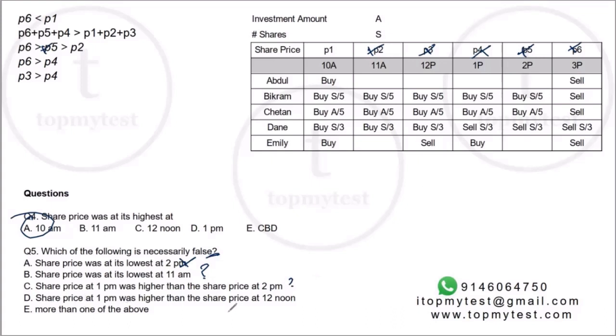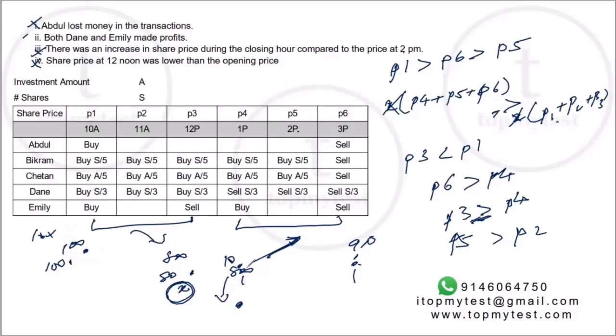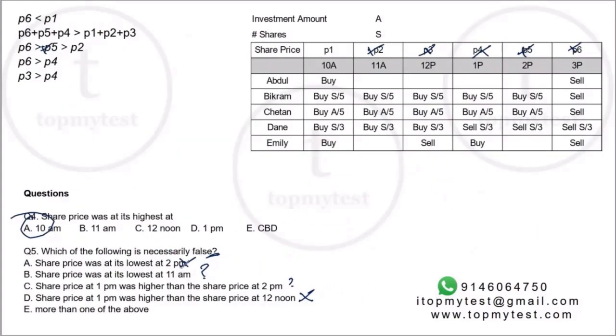Share price at 1 PM was higher than that at noon. This is definitely false. We have already proven it previously. So the first statement is false, the fourth statement is false. Option E is your correct choice.